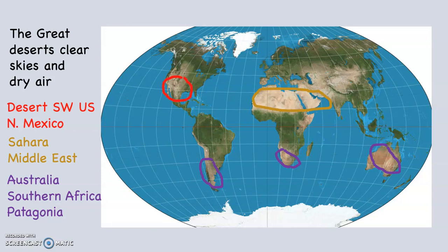So we know it's not a tropical rainforest. Sahara, by the way, in Arabic means desert. So Sahara Desert is the desert desert. And it also sits along this belt.